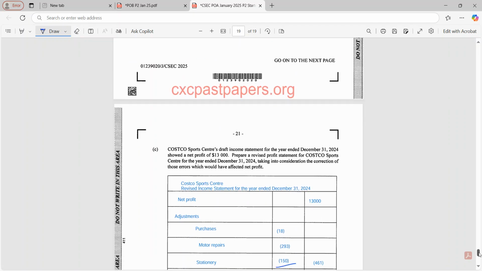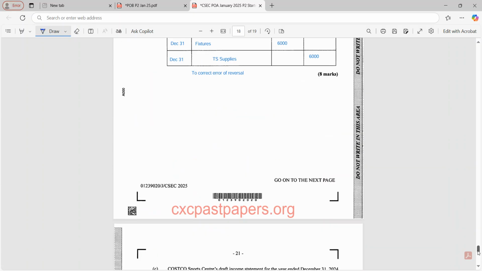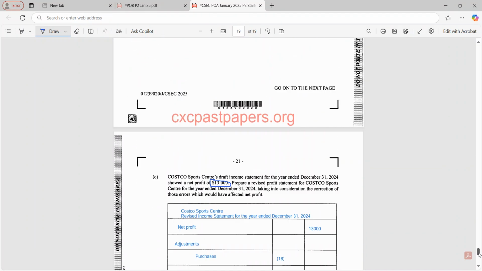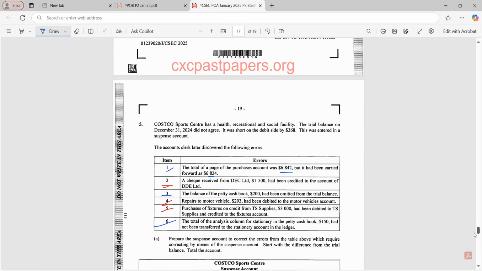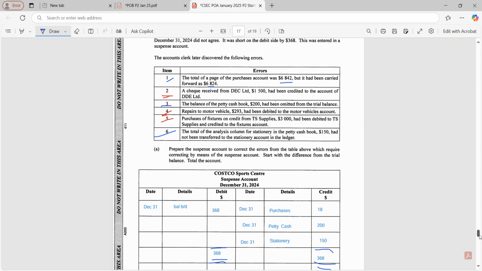Look for your net profit, which they stated in the question as $13,000. So that's what you put down first. Then you're going to look for adjustments that will be needed. So what you would do, you read through each item to see which one would increase or decrease profits. All right, let's do that first. And I'm going to discuss them and then I'll just go back down.